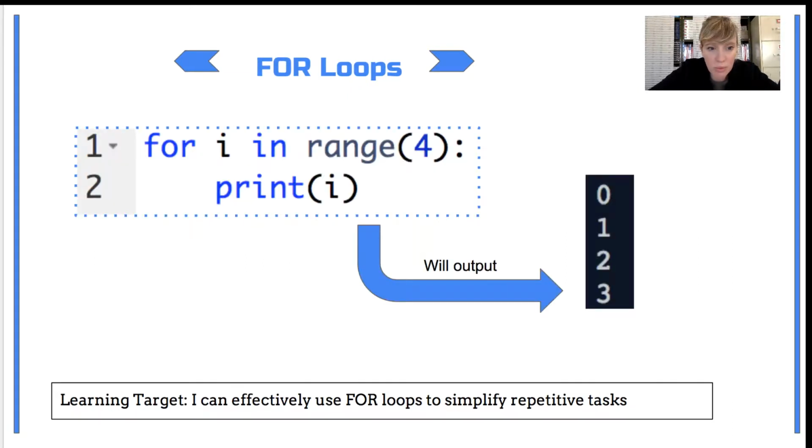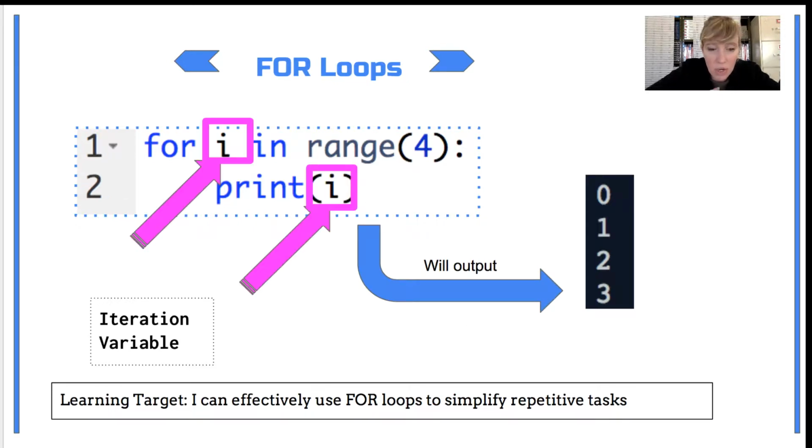Okay, in a for loop, this is the structure of a loop. You say for, and notice that the blue are keywords here. For i in range 4, colon, tab here, print i. A couple things to note. First of all, these i's are something called an iteration variable. This is the thing that changes each time through the loop. And by the way, this will output 0, 1, 2, and 3. So this i right here is the iteration variable.